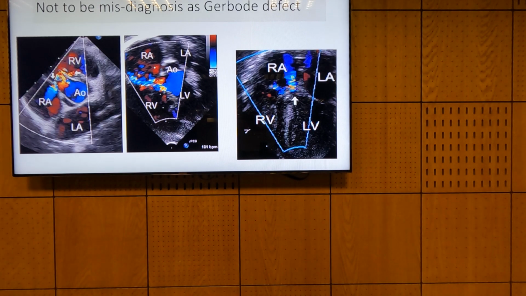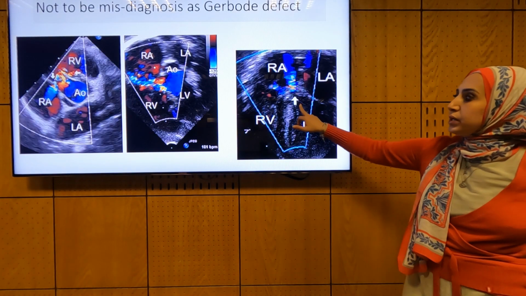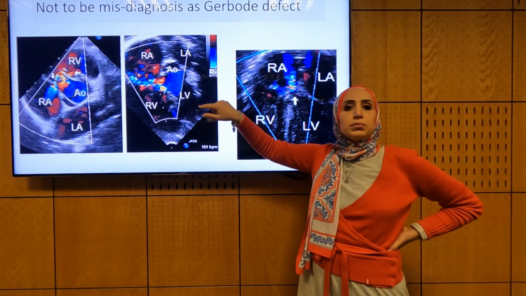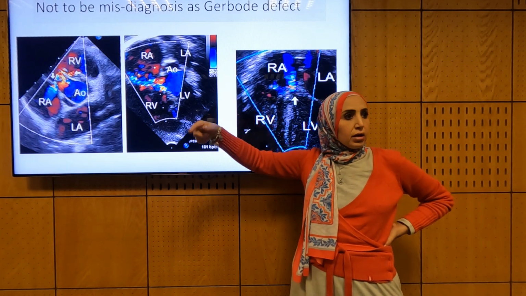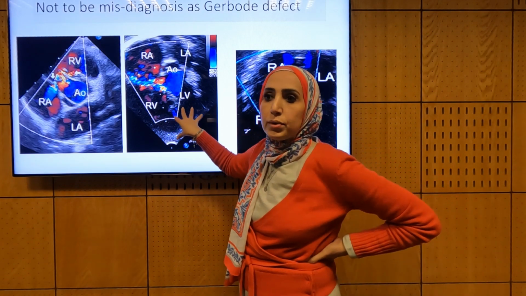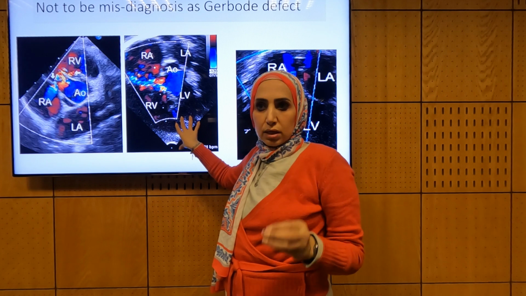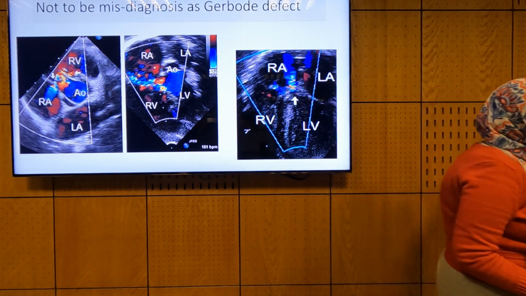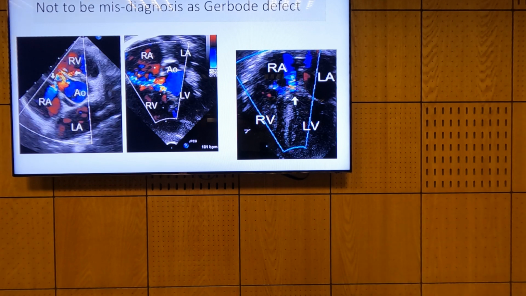This is the true Gerbode defect, that we have here a defect in the membranous septum between the LV and the right atrium. This one is a defect between the LV and the RV, and the backflow is going to the tricuspid. So this is not to be mistaken with tricuspid regurg. Otherwise, you will have a falsely elevated right ventricular systolic pressure and not diagnose the Gerbode defect.